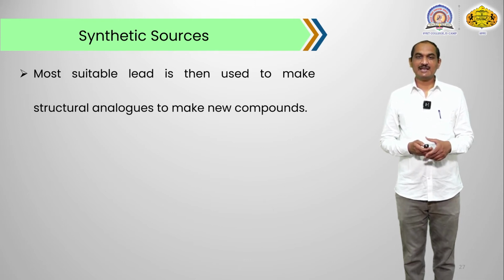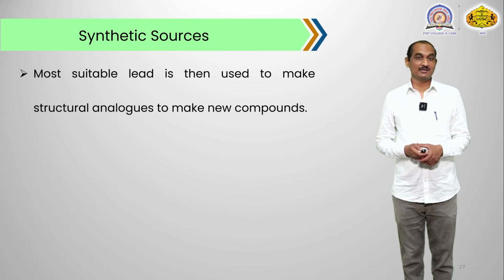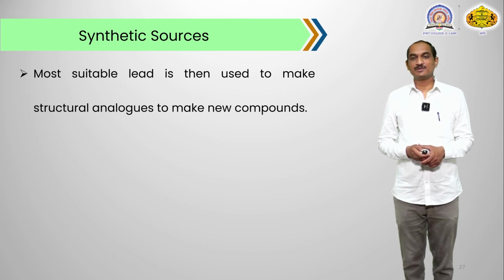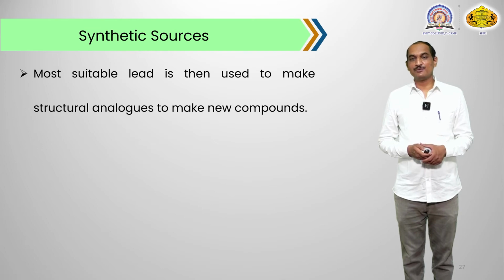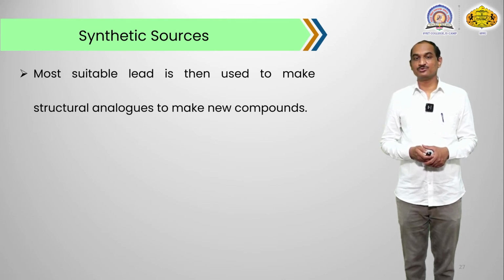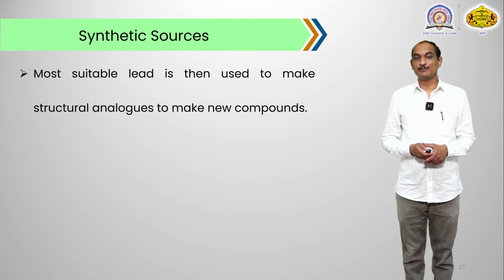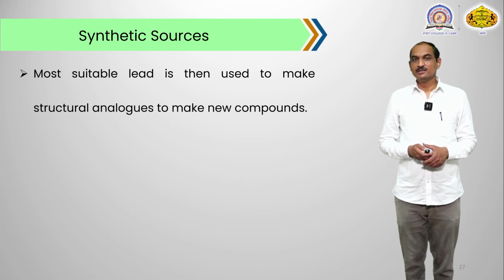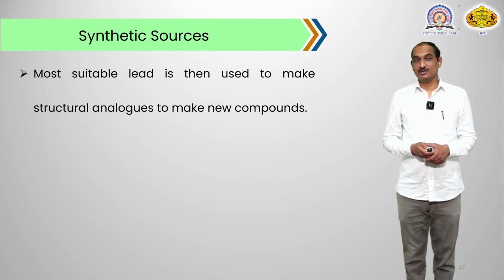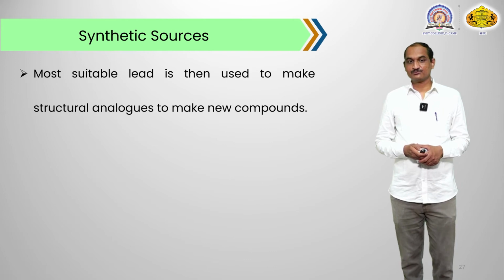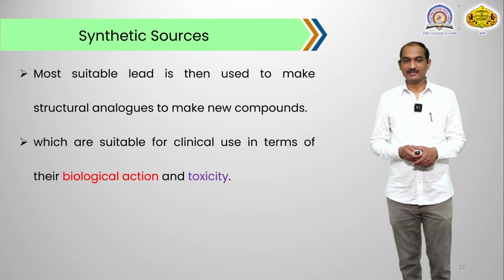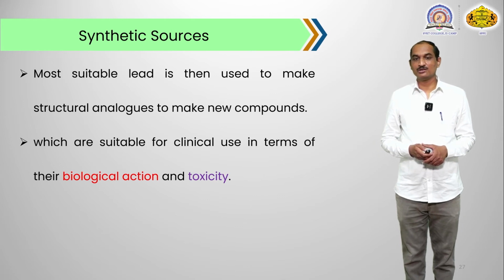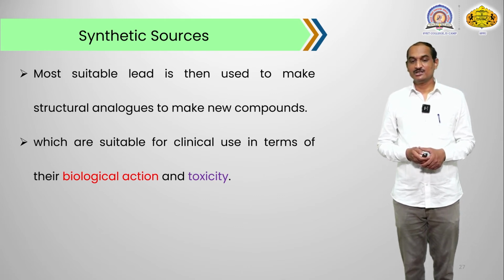Okay, there are different natural products, natural drugs available. They show different types of biological activities, and the analogs of such biologically active compounds are synthesized in the laboratory. Or the lead compounds are synthesized in the laboratory. In that, the structural similarities are there, which are suitable for clinical use in terms of their biological action and toxicity also.